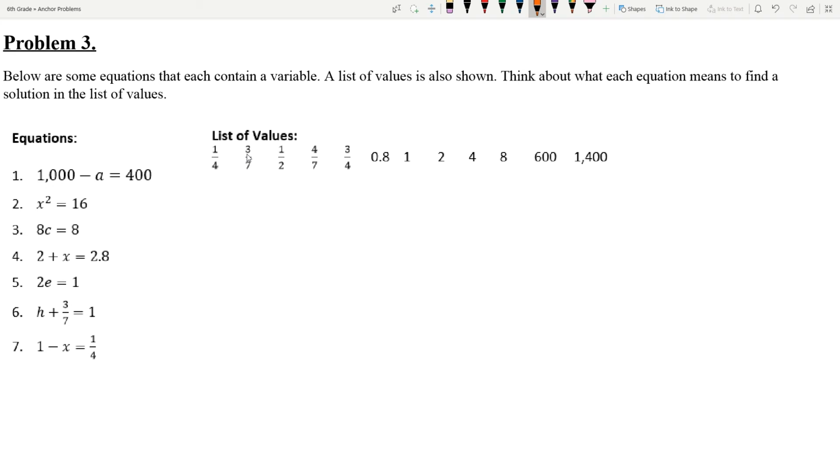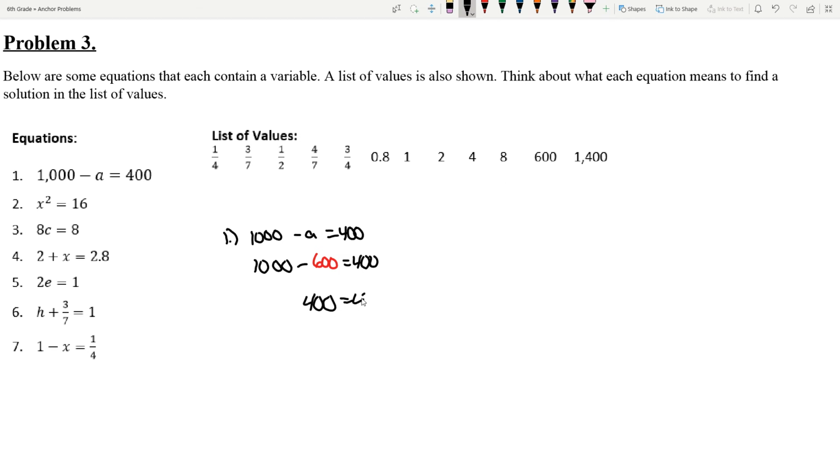Try that again. Think about what each equation means to find a solution in the list of values. All right, let's look at 1. I'm going to pull that out over here just to have more space. 1,000 minus a equals 400. Well, I'm not going to write a whole bunch down here, except to tell you 1,000 minus something should be 400. What should that something be? Well, 1,000 minus 600 is going to be what's equal to 400, right? 600 can be put in for a.